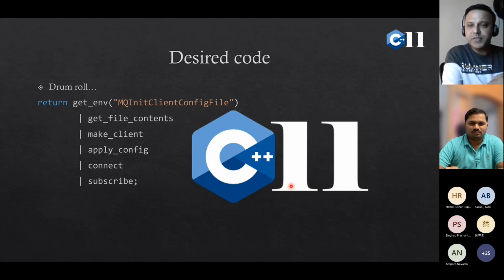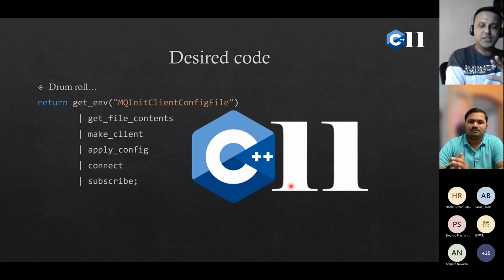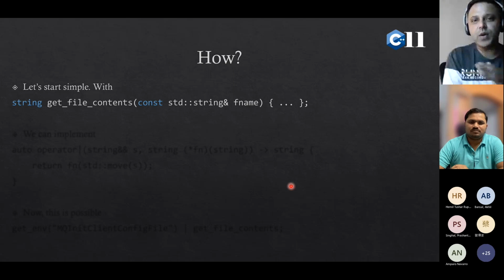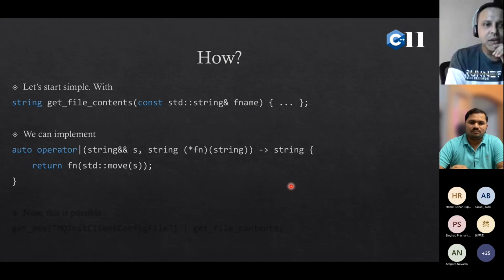I'm going to the previous slide. So we get from the environment a variable, the file name. And with the file name, we get the contents of the file. Let's just check the first step. And we have a function to do exactly that, get the contents of the file, whatever the code may look like. And this is what you do.